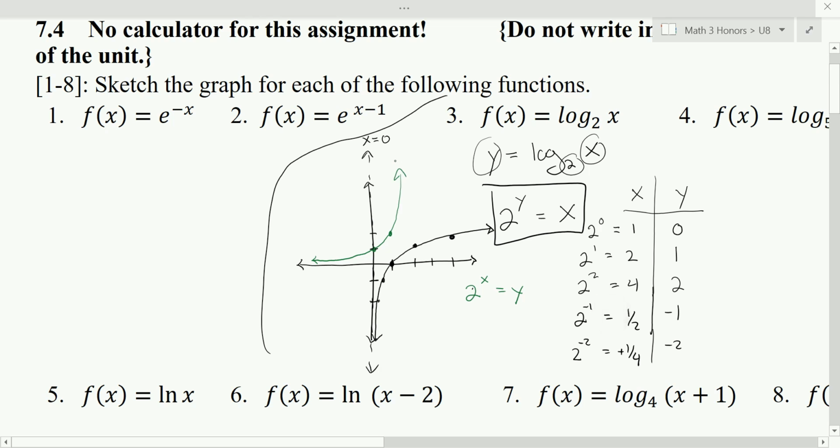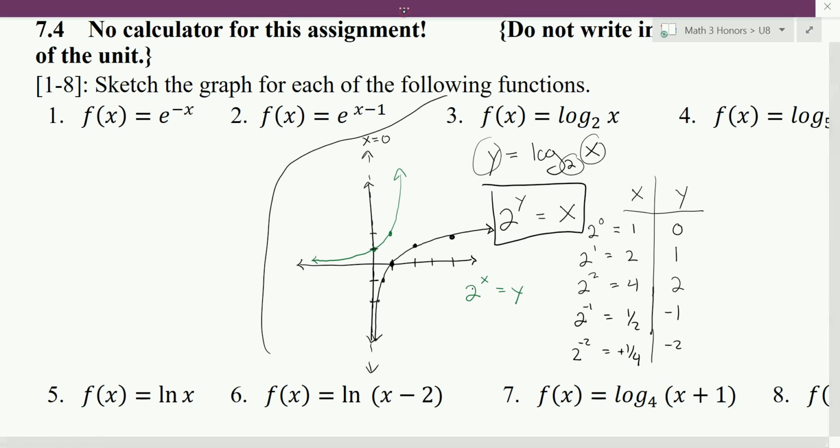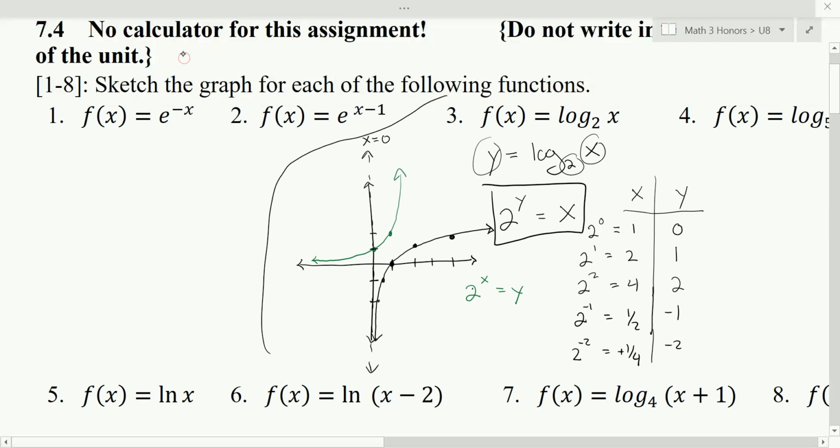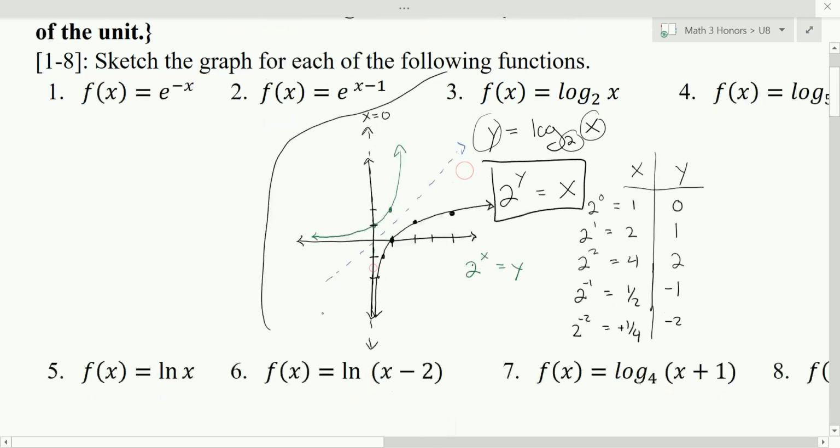So this is not our graph in green, but I want you to see the comparison, because these are what we call inverse functions. And if you graph inverse functions, did we talk about this before? Their graphs will always be symmetric about, or their reflections across, the line x equals y. And so our exponential functions, I just want you to see the relationship.